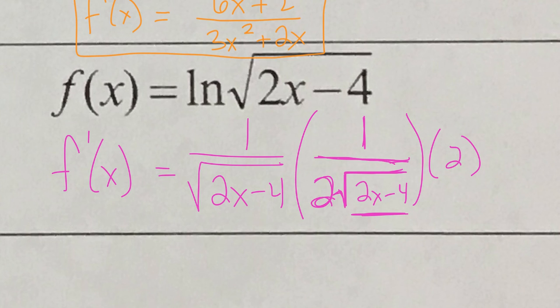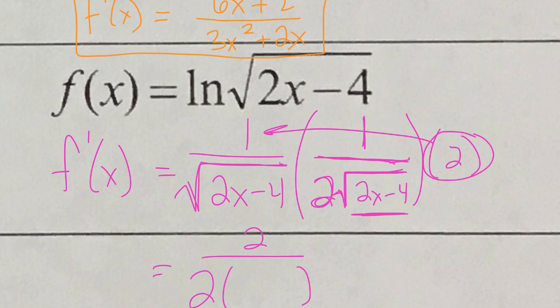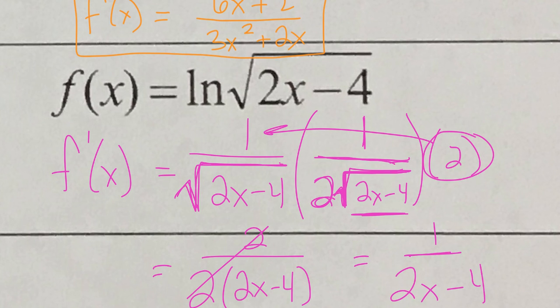Now let's talk about the algebra. So our 2 multiplies through on the numerator, and we have a 2 in the denominator, but I also have a radical times itself. And when you have a radical times itself, well, the radical cancels itself out, right? The square root is done. So let's see, the 2 over the 2 can divide out, and we get 1 over 2x minus 4 as the final algebraic answer for the derivative of natural log root 2x minus 4.